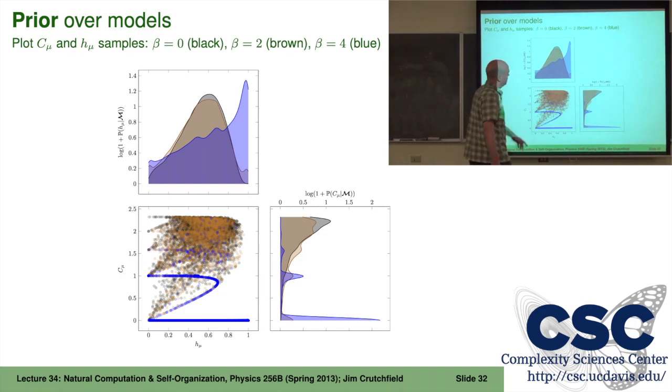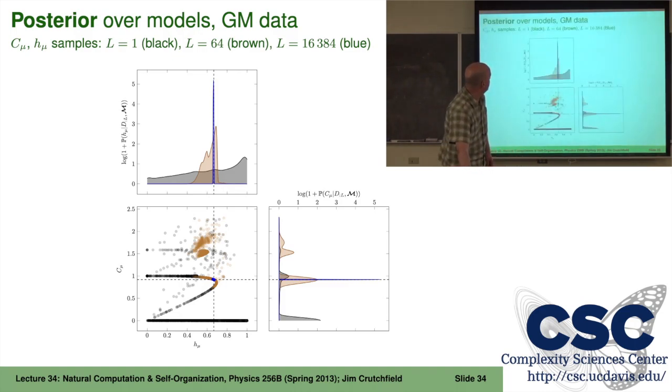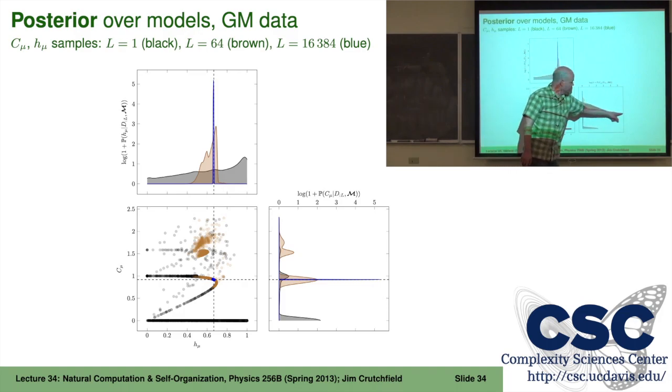The actual examples with data, I'm now choosing this one, beta equals 4. And so in this case, L equals 1 is black, so basically we just get the prior back. L equals 64 is the brown, and then L equals 16,384 is blue. And the general pattern that one should see is that as you go from black to brown to blue, you're converging in H mu and C mu space. And actually, these dashed lines are the correct values for these things.